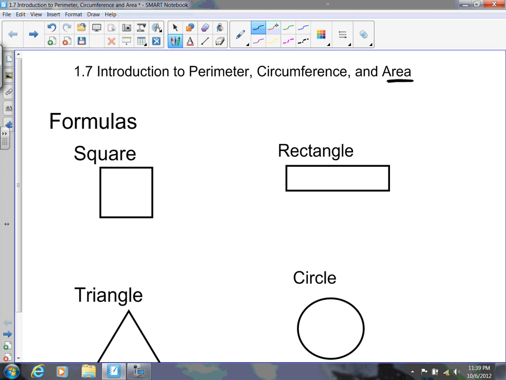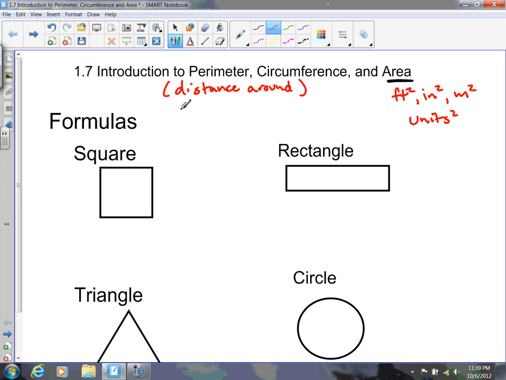Before we start, I just want to remind you that the units for area will be feet squared, inches squared, meters squared, and if they don't have a unit, you'll need to say units squared. Perimeter is when you're measuring the distance around. That's the distance around, or the circumference of a circle.